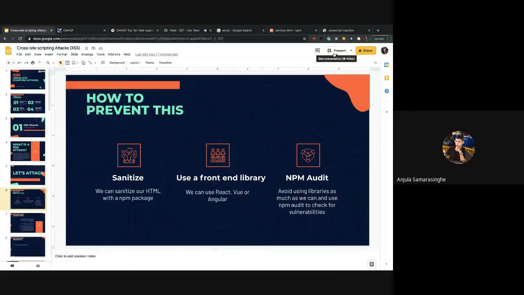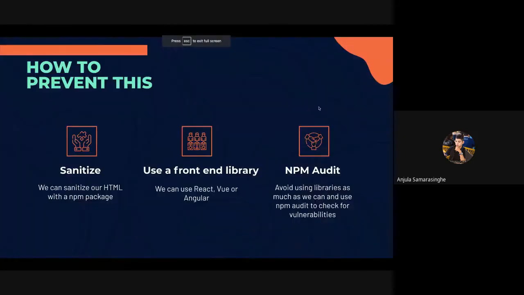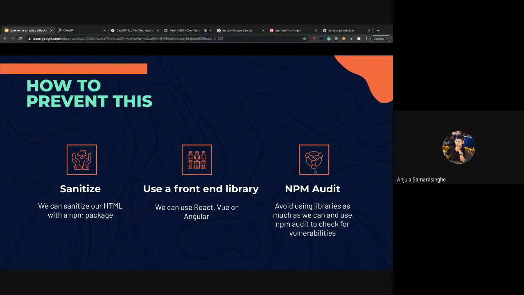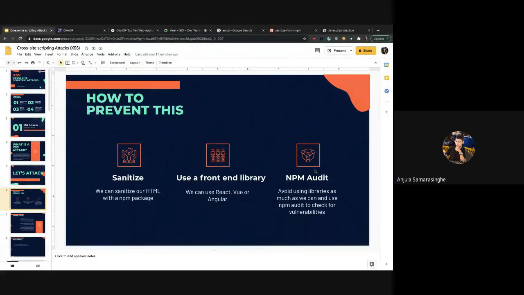But the problem with this is we are not the ones who write those libraries, and those libraries might be vulnerable to these attacks. So we have to be careful with using those libraries. But npm provides this npm audit function. We just have to run npm audit. It will show what are the vulnerable packages that we are using.